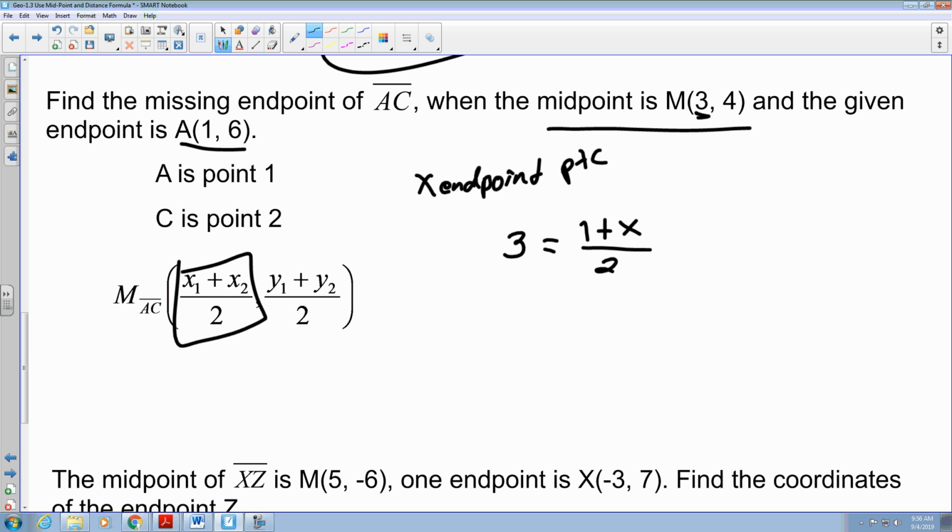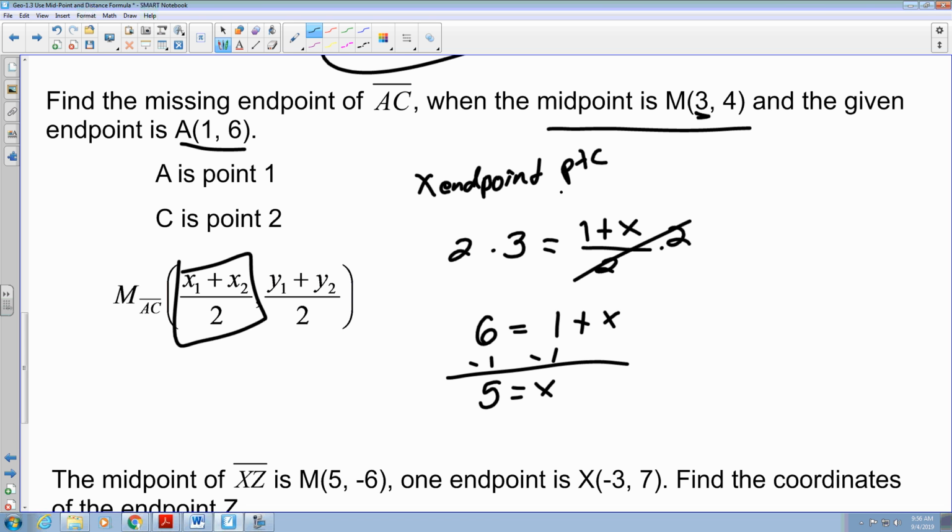In order to find x in this one, you're first going to multiply both sides by 2, because that'll cross out here on the right hand side. And now I have 2 times 3, which is 6. 6 is going to be equal to 1 plus x. Subtract 1 from both sides. I get 5 equals x. All right, so that's my x coordinate for point C.